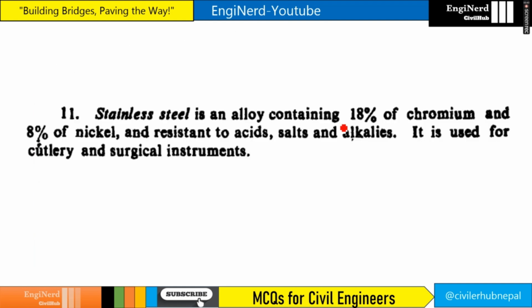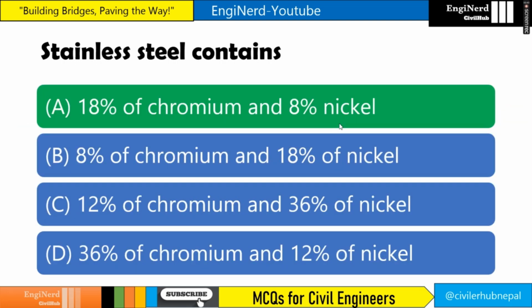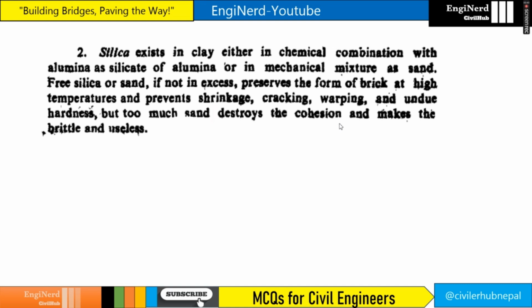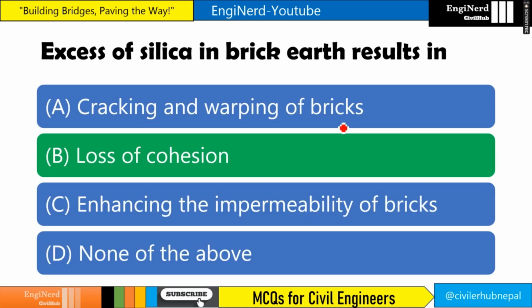Stainless steel contains what? Stainless steel is an alloy containing 18% of chromium and 8% of nickel, right? So the answer is 18% of chromium and 8% of nickel. Excess of silica in brick earth results in what? Loss of cohesion, right? The silica destroys the cohesion if it is in excess amount. So the answer is option B, loss of cohesion.